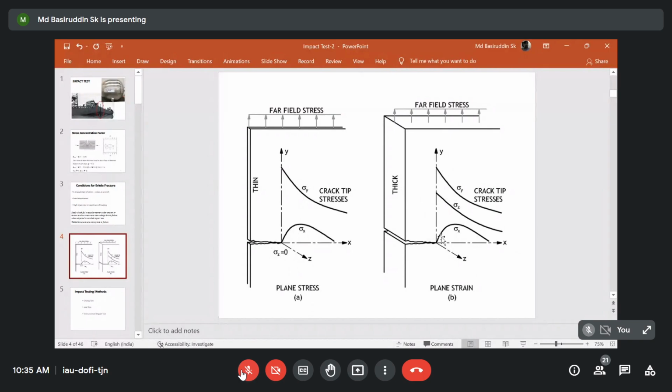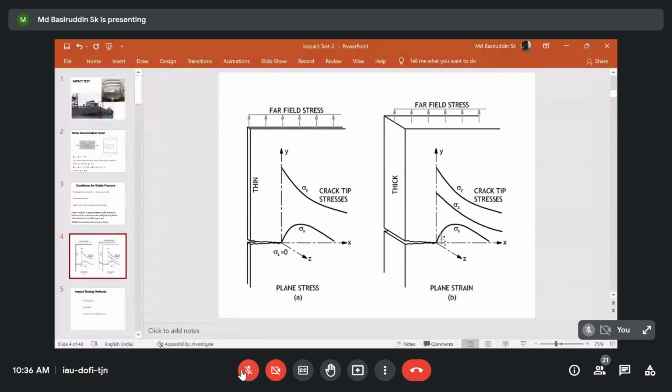In the plane strain condition, it is not that hydrostatic stress will always be there, but yes, a triaxial state of stress will be there. It means all three axes must have a certain stress component, and that leads to the failure of the material. So in order to fail a material in a brittle fashion, this triaxial state of stress in front of the notch or in front of the crack should be there. That means the material should have sufficient thickness.